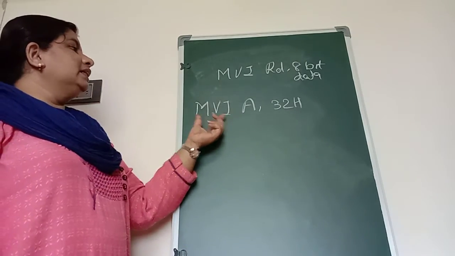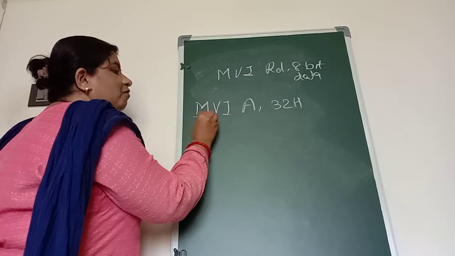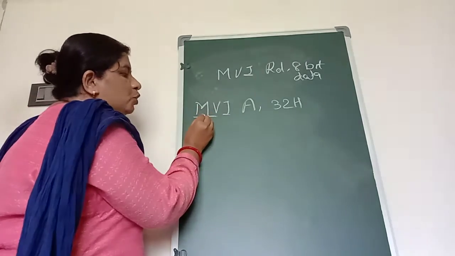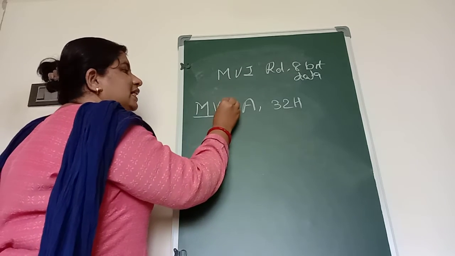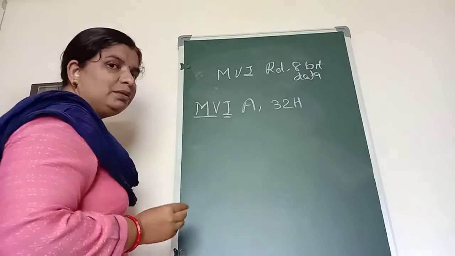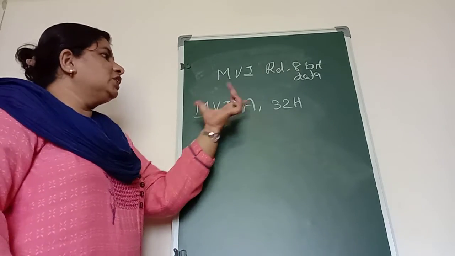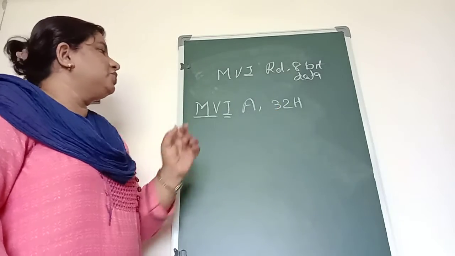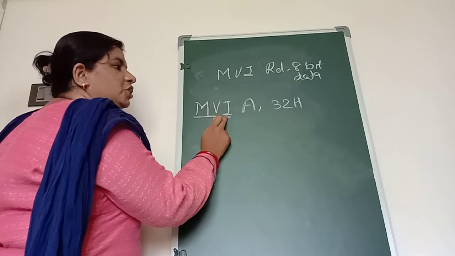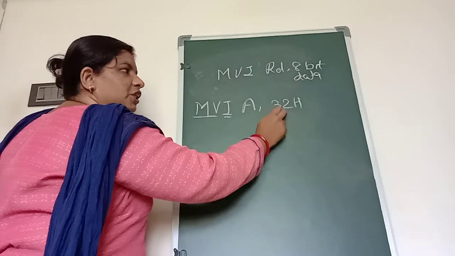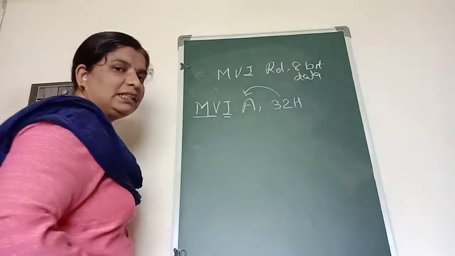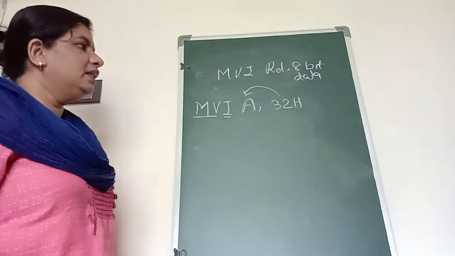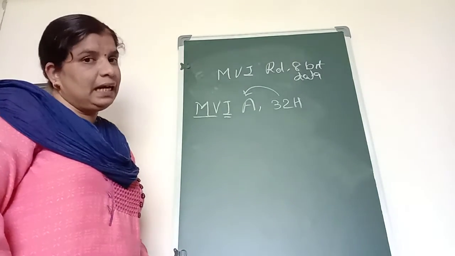So in this instruction, MV is nothing but the shortcut of move. So move immediate number. I here stands for immediate number. Immediate number means the number which is already present in the instruction. So the meaning is: move the immediate number which is present in the instruction into the destination register. In this example the destination register is the accumulator.